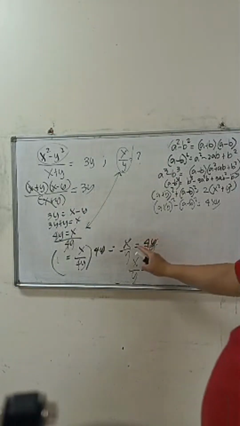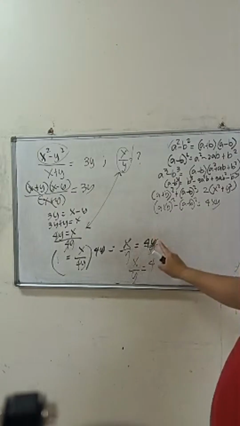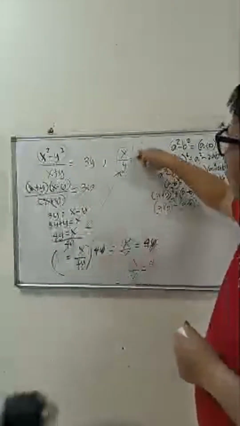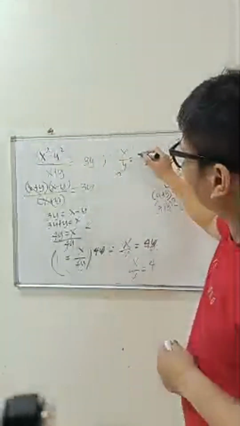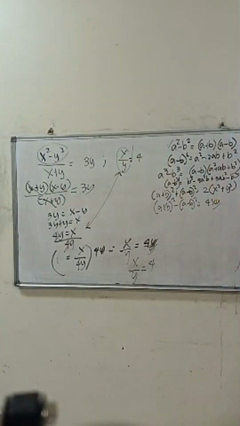Okay? And then x equals 4y, so again divide by y. So x over y is equal to 4. Right? Okay. So our answer here is equal to 4. x over y is equal to 4. Are you sure? Yes.